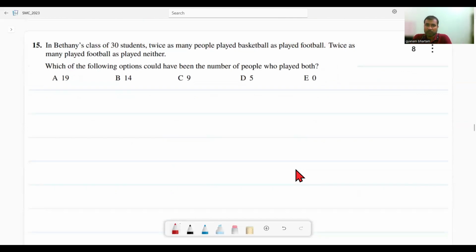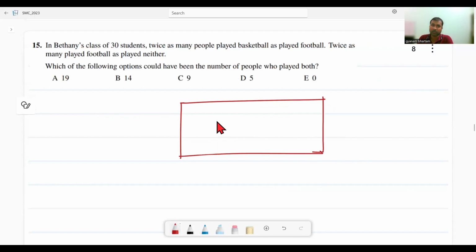In Menthe's class of 30 students, twice as many people played basketball as played football, and twice as many played football as played neither. So let's make a Venn diagram, maybe this will help. Neither is x, so football is going to be 2x and basketball is going to be 4x.